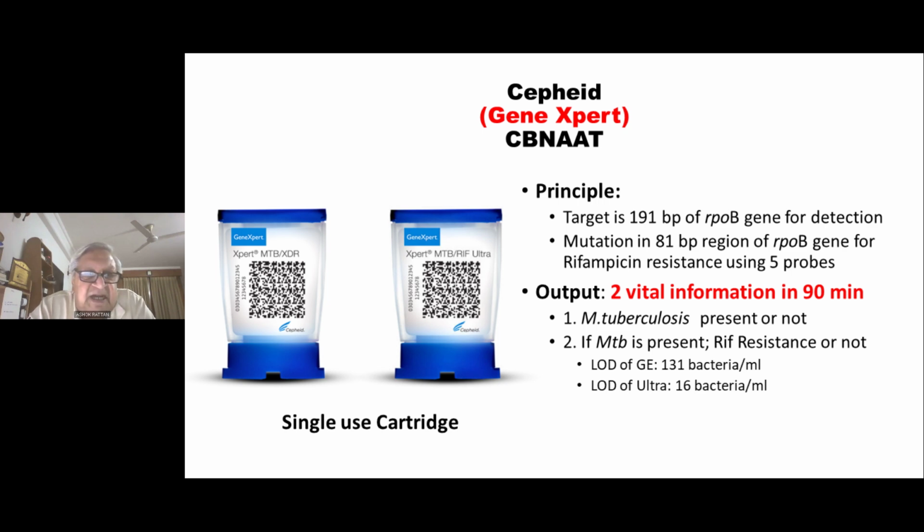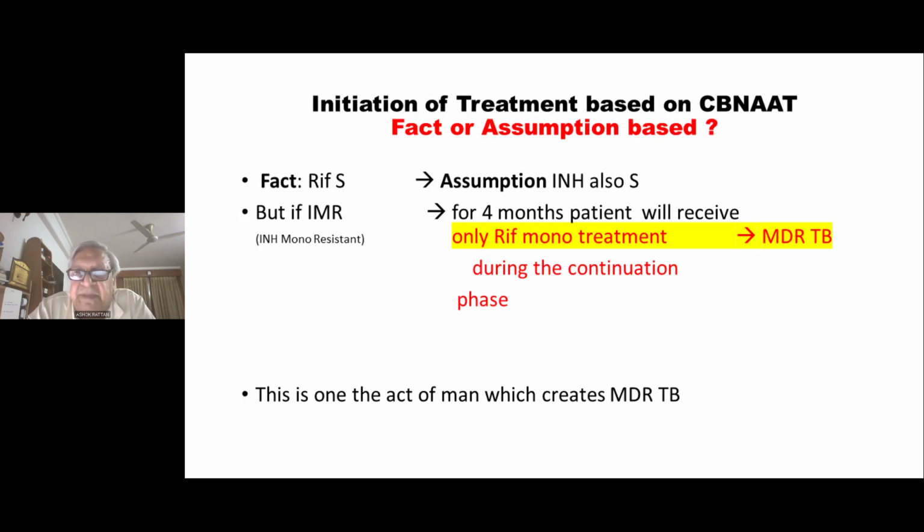That means that this cartridge, which is single use, disposable, would give 2 very vital pieces of information in 90 minutes. One, whether Mycobacterium tuberculosis is present or not, and second, if present, whether it is susceptible or resistant to rifampicin or not. On the basis of this, it was suggested that we should then start treatment.